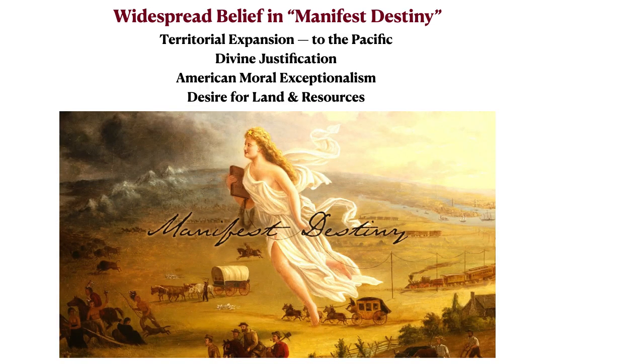And the push for annexation was part and parcel of a larger set of beliefs that are generally called manifest destiny. This was the view that the United States was heavily based on American exceptionalism. The United States was a unique country, and in the more extreme versions, a country favored by God. So there was divine justification for expansion all the way to the Pacific. This was connected with a belief in American moral exceptionalism, as well as just a desire for more land and resources.